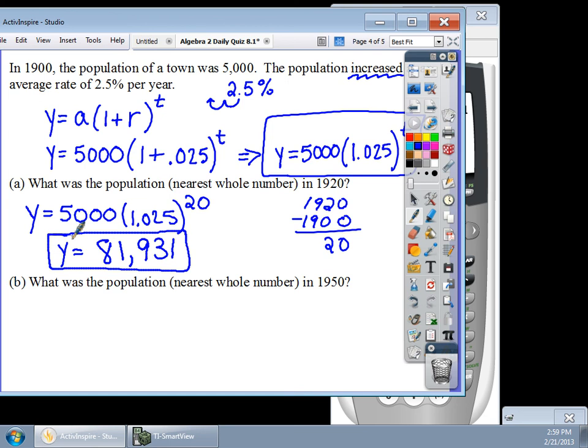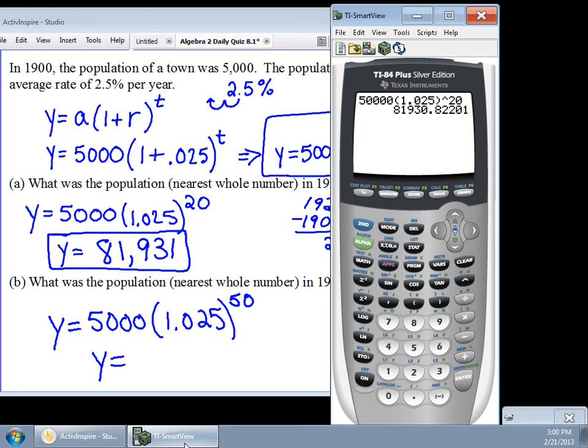Now then it asks, what was the population in the year 1950? Well, we're going to use the same equation, y equals 5,000 times 1.025 raised to the, now 1950 is 50 years after 1900. So 50th power. And so typing that into our calculator, we have the same thing, but raised to the 50th power in this case.